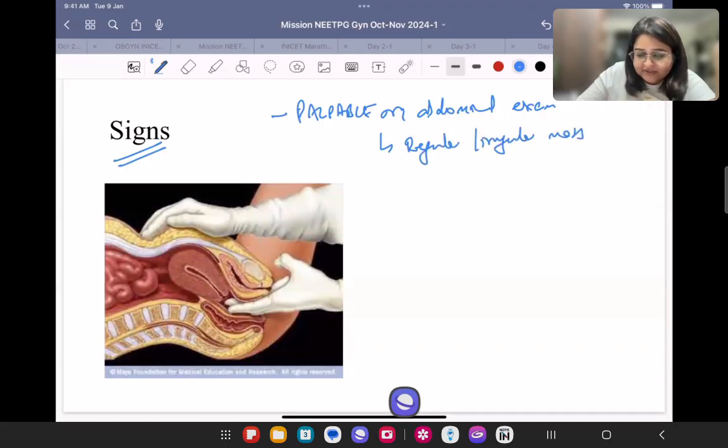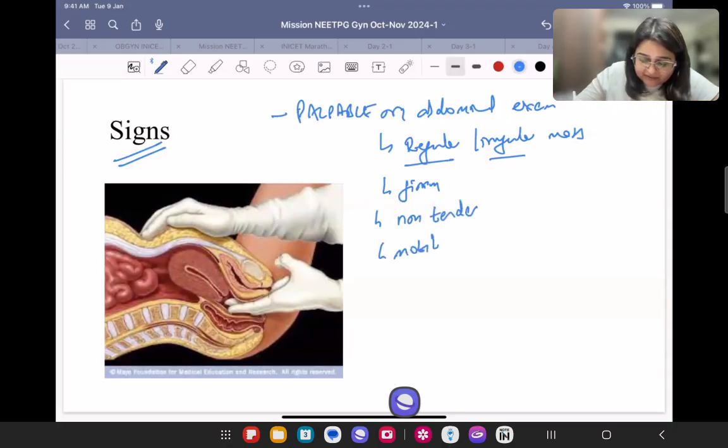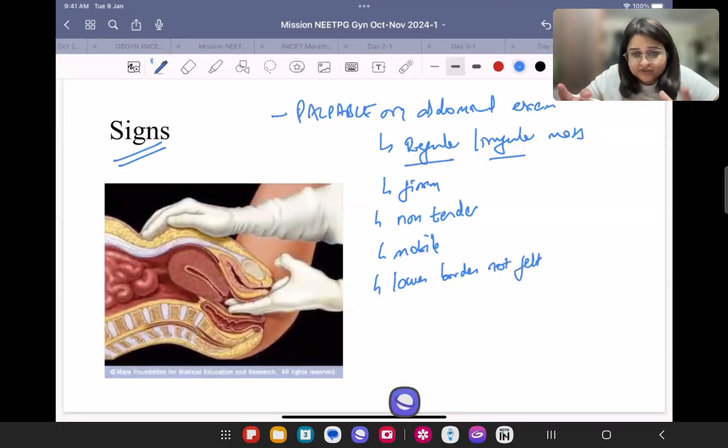Okay, if it's a single fibroid, it's regular. If it's multiple fibroids, it will be irregular. Usually the margins are smooth, the consistency is firm. If they're not undergoing any degeneration, they are usually non-tender and they are usually mobile. The lower border is not going to be felt because it is arising from the uterus.